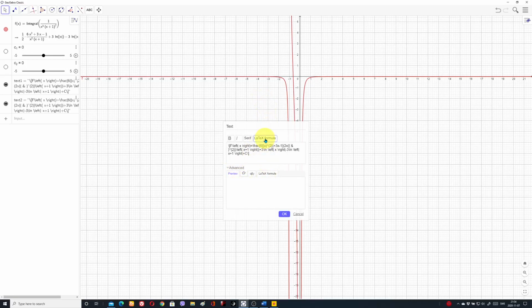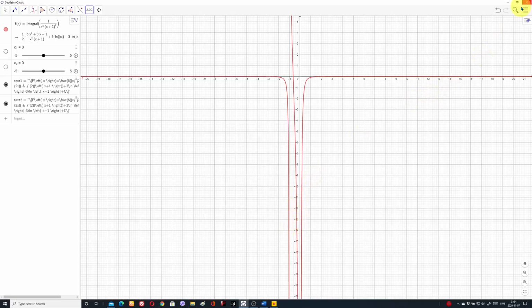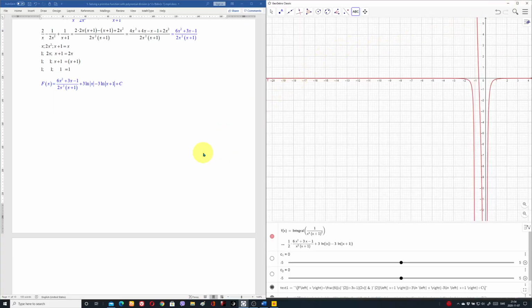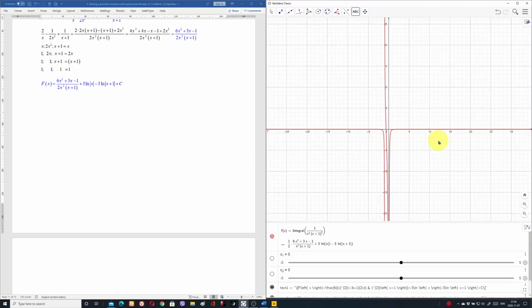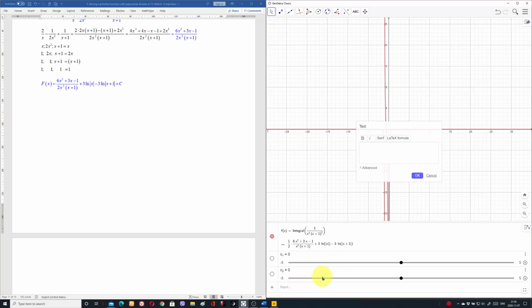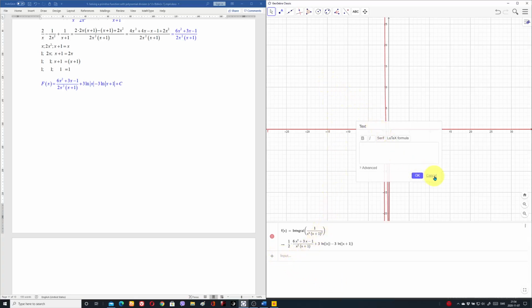LaTeX. Okay. Something is wrong. I don't know what's the problem. Let me see what is the problem. I will delete this too here. To be a scientist, it's not easy, I promise you. Cancel.